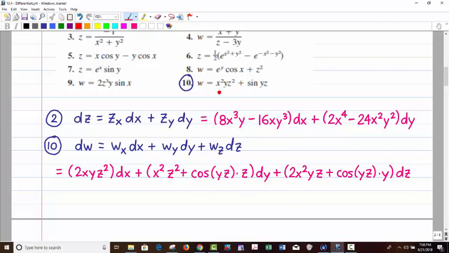Now this one, with respect to z, is going to be 2x squared yz plus cosine yz, and then the derivative of yz with respect to z, which will just be y, because the derivative of z will be 1. All right.